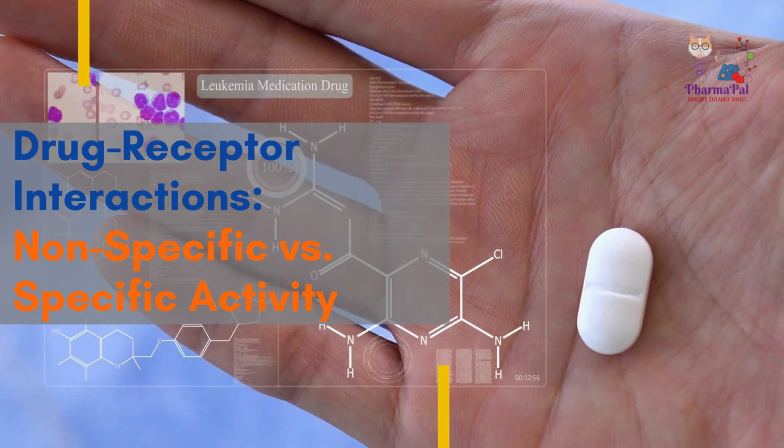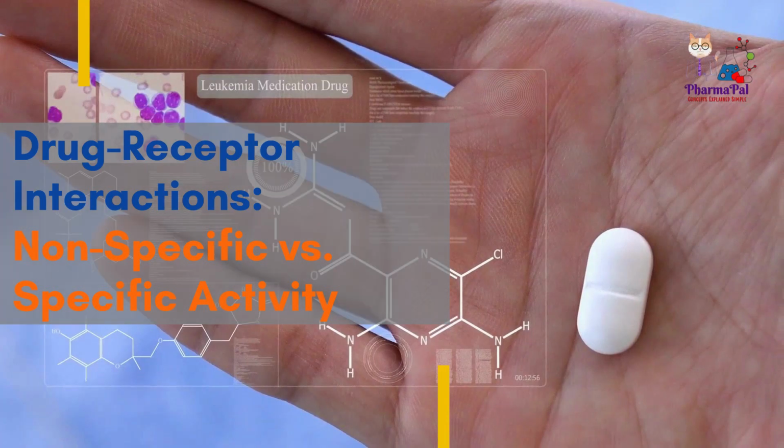Affinity refers to how well a drug binds to its receptor. A drug with high affinity will bind more tightly to the receptor, while one with low affinity may not bind as effectively. Efficacy, on the other hand, is about how well that drug activates the receptor once it's bound. A drug can have high affinity but low efficacy, meaning it binds well but doesn't trigger a strong response.